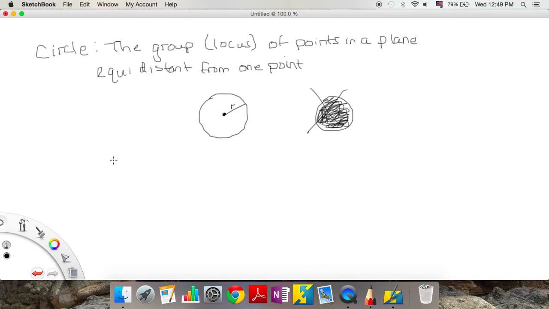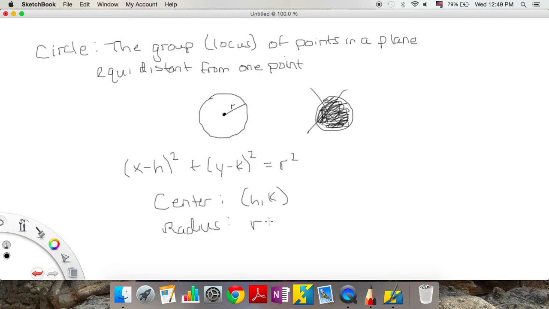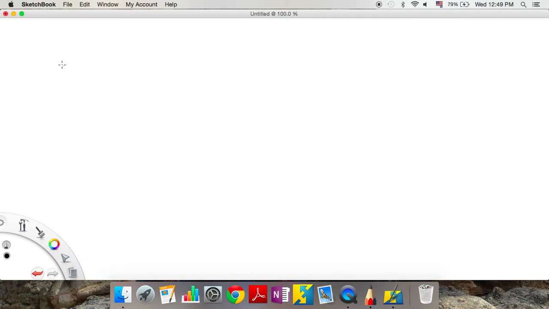For our conics, we're going to use some generic formulas to figure things out. And for a circle, our generic formula is x minus h squared plus y minus k squared equals r squared. And that means the center is the point h comma k, and the radius is r units long. Okay, so this is our general formula. It's on your formula sheet. You need to know it. You need to recognize it. It's very important that you know that. So let's try an example.